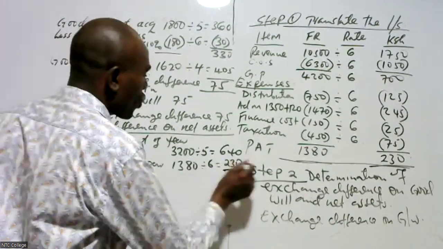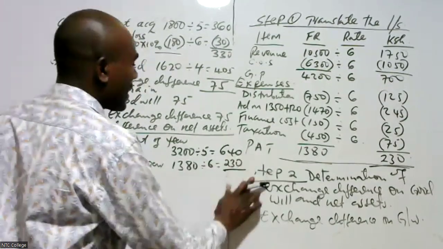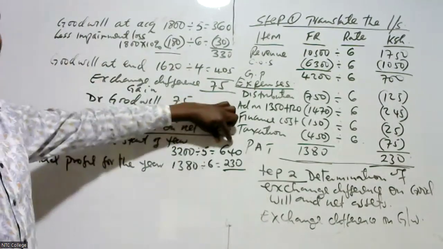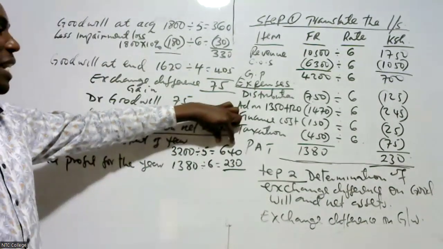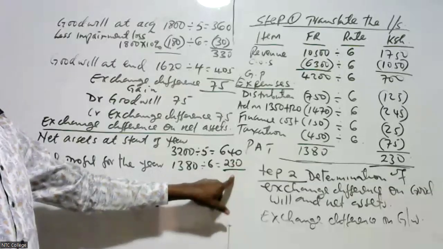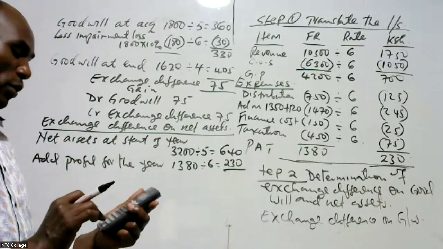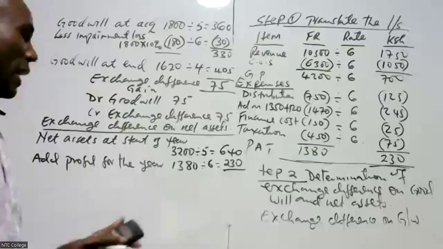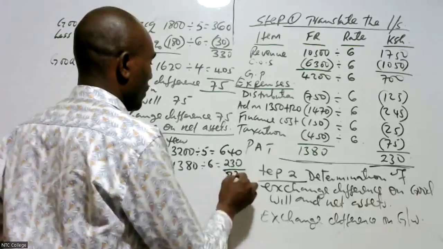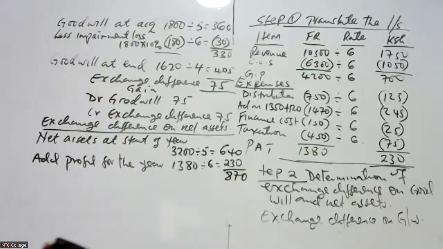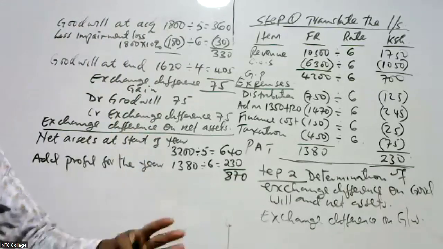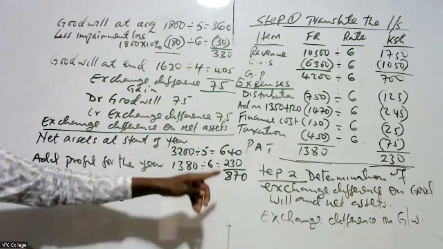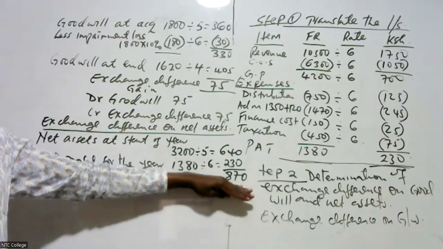Therefore, if I take my net assets at the start of the year, plus the profit for the year, what do I get, my good friends? I get 870. If it is translated, when I take the net assets at the beginning of the year plus the profit for the year, the total comes to 870.